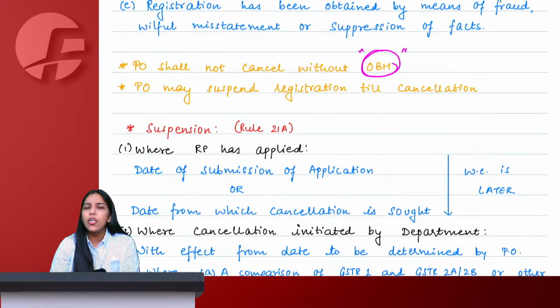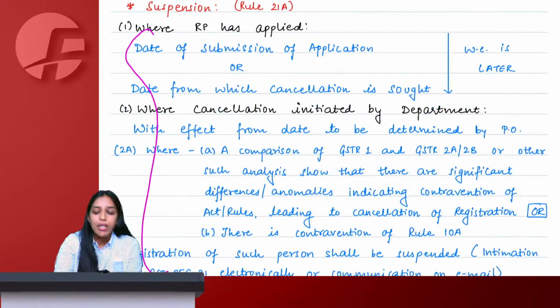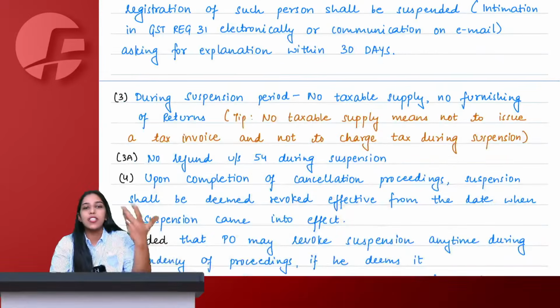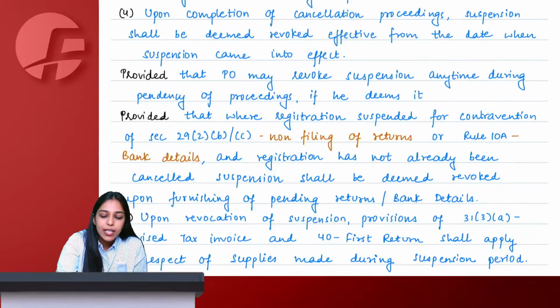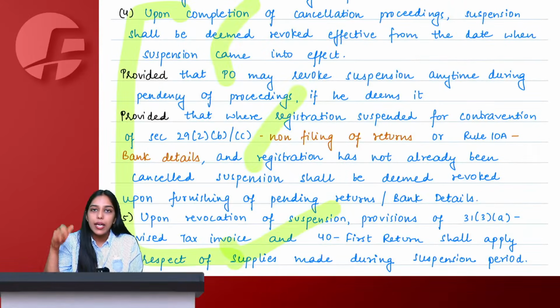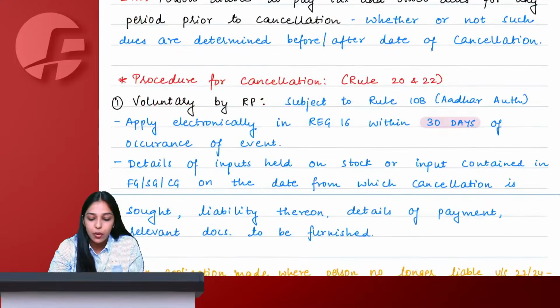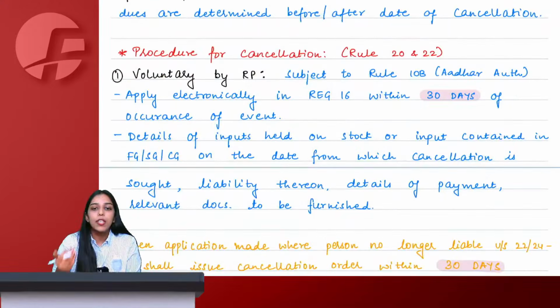Done, ma'am. This was all important. Now all this you can just self-read, that from the date on which suspension starts, etc. I am not reading all these things, but I explained them in all the discussion that we just did. The procedure is very simple. You have to do Aadhaar authentication, then you apply, and based on your application, the officer will cancel you.